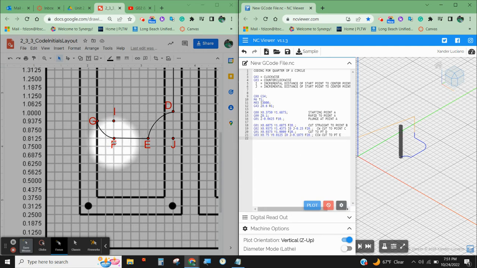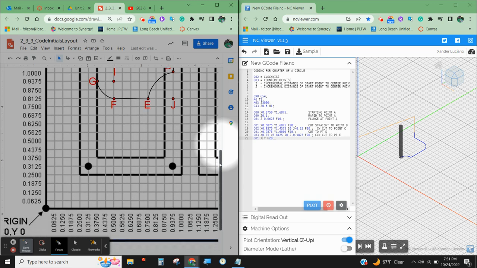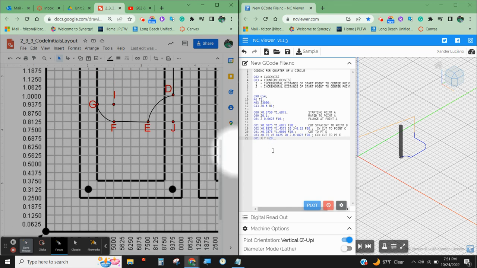All right. So now we're going to cut to F. So again, that's a straight cut. So G01, X, and Y on F20 point semicolon. So my X for my ending point F is 0.5. So I'm going to type in 0.5 here. Okay. And then the Y is 0.8125. Okay. All right. So that's a straight cut. That's pretty easy. We've done it many times already. So cut to point F.